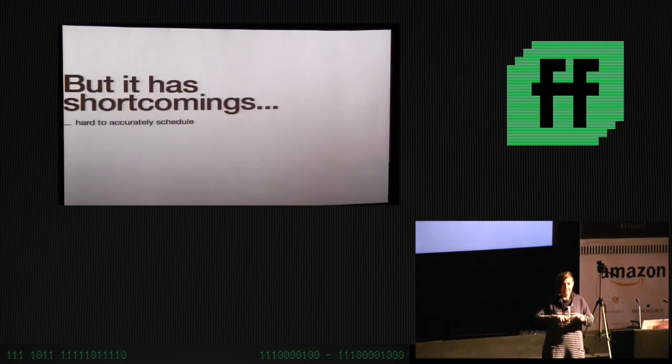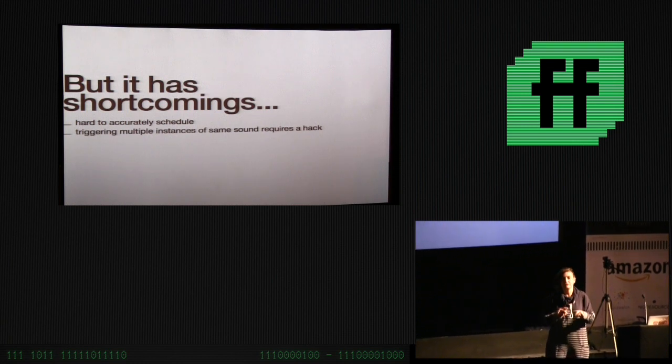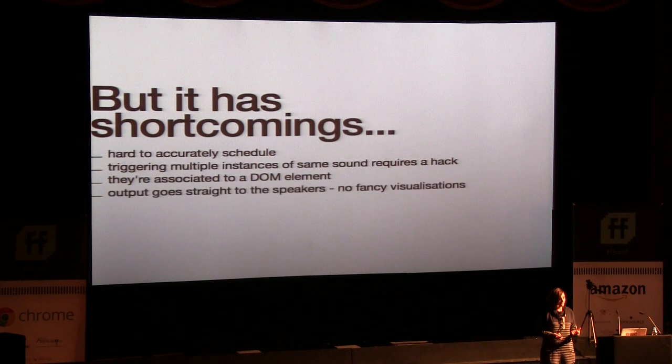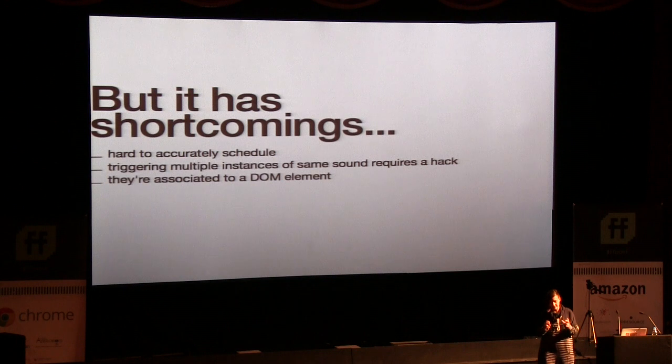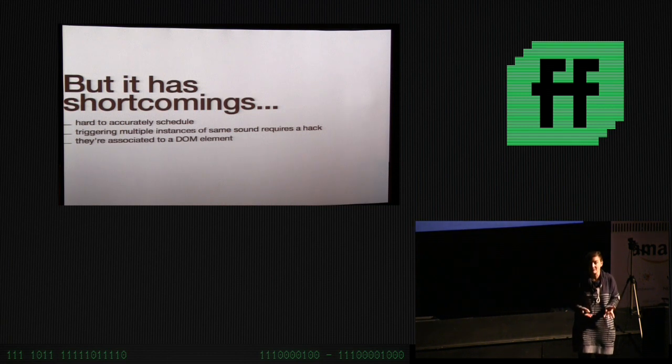like, you can't really say play this thing at this exact point in the future. You can just say, please load whenever you're ready. And you cannot really trigger multiple instances of the same sound without doing hacks. You need to clone the node and set the source to the same thing because it's actually a DOM element. And the issue with that thing being a DOM element is it's got some extra overhead. Each time you clone the thing, the DOM tree has to create a node, set properties, do all those things that you don't really need because you just want to play audio.